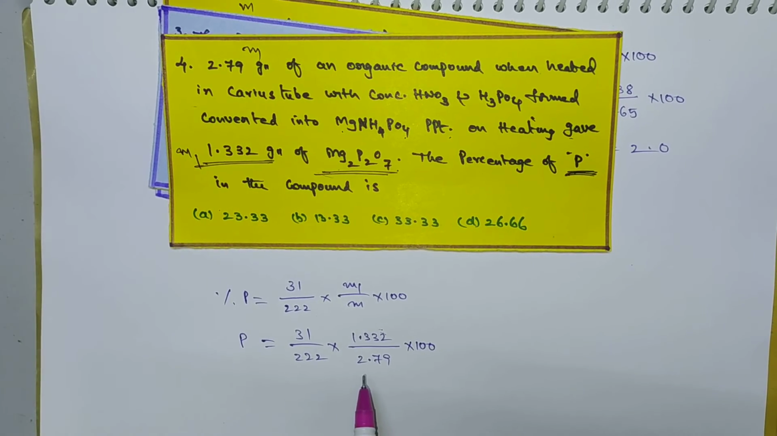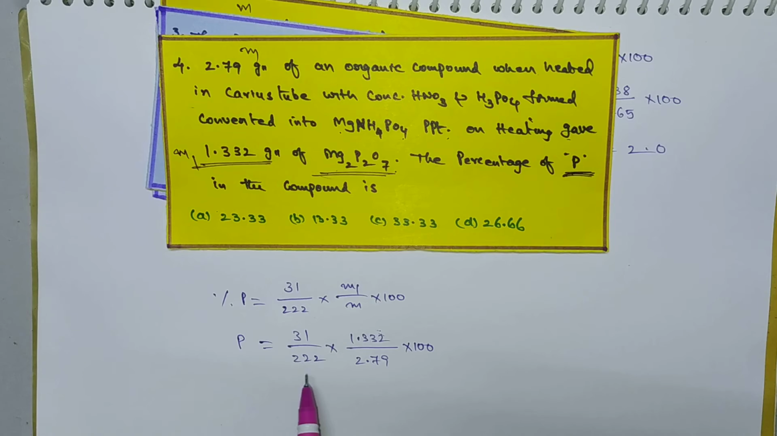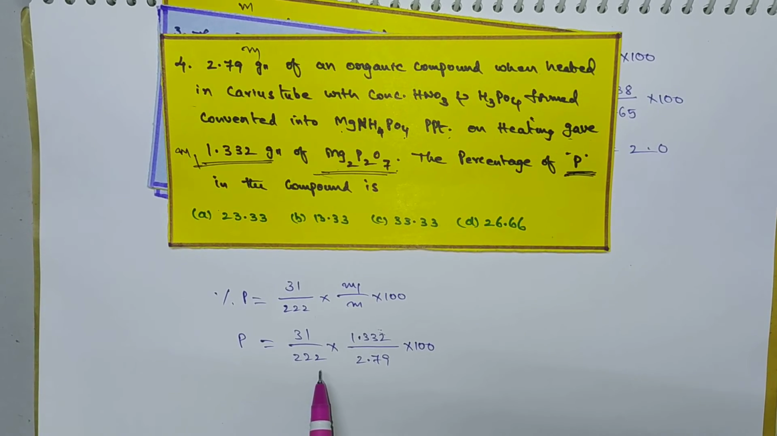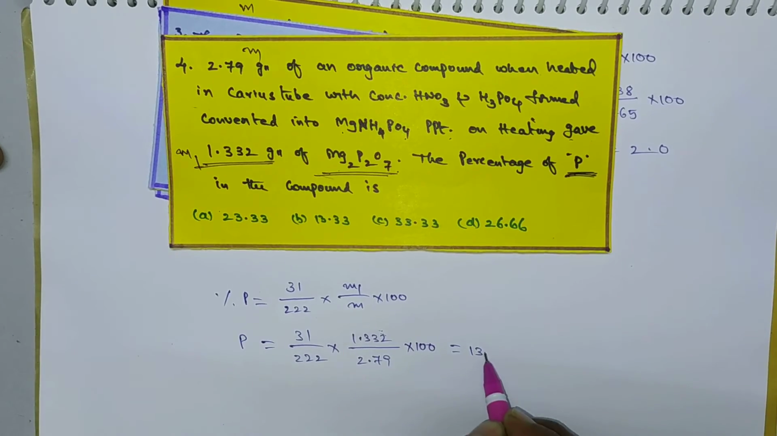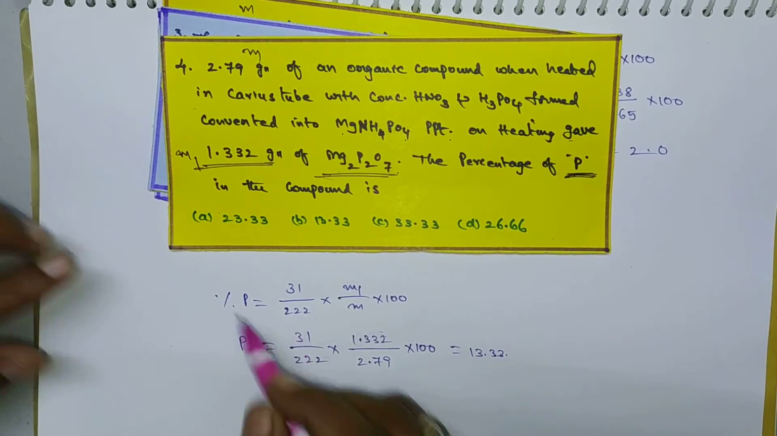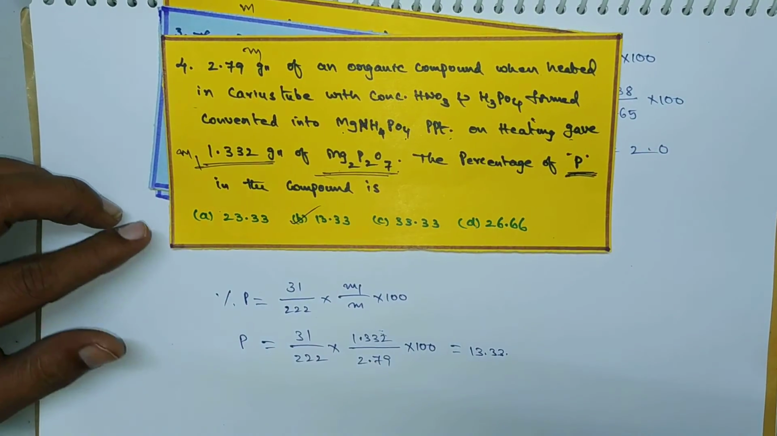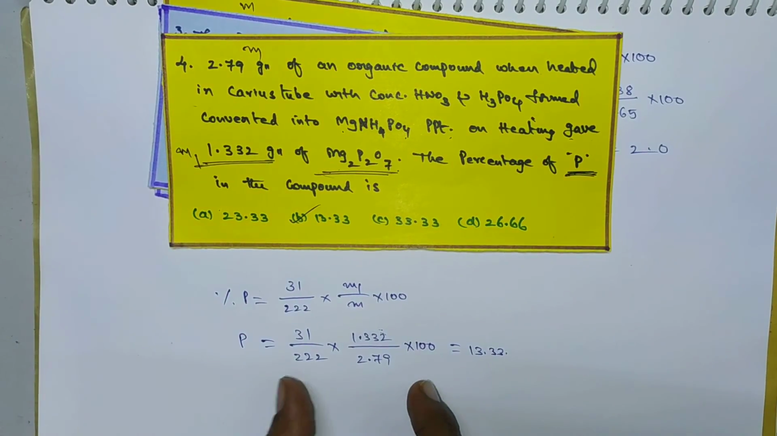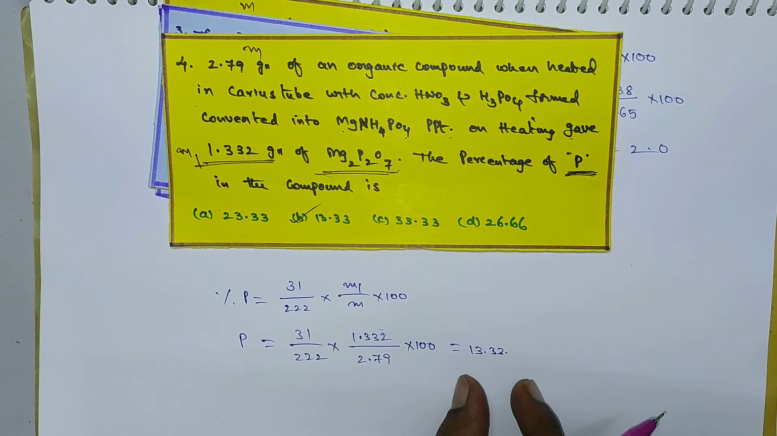So now let us calculate this one. By calculating we get nearly 13.33. So the answer is B. Okay, so you can calculate this, the answer will be 13.33.